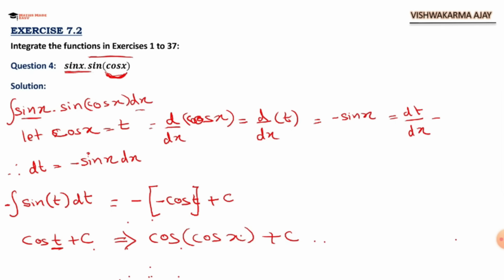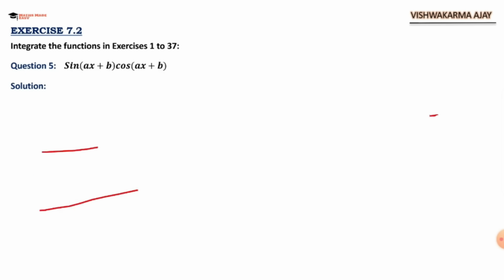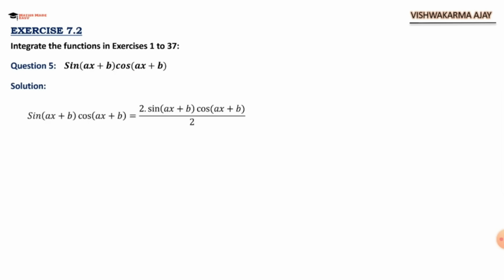Now let's move to the next one. Question number 5. Sin ax plus b cos ax plus b. Now this looks like a little tricky one because it is not direct substitution. We are going to adjust this question so this becomes very simple for us. Let's start. Sin ax plus b cos ax plus b.